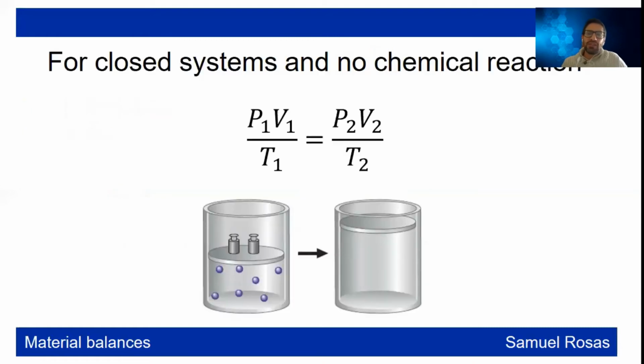For a closed system with no chemical reaction, where we have two states, let's say we have a process, we have a piston with a gas, and then the volume increases, so the state has changed. P1 V1 over T1 is going to be equal to P2 V2 over T2, which means that if we are changing volume, probably pressure is also being changed, temperature is also being changed.